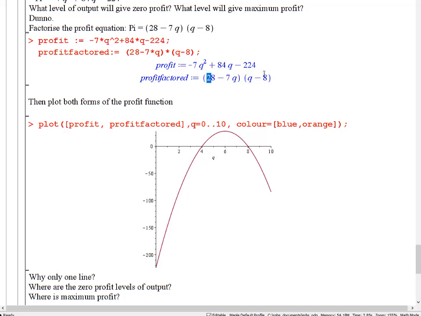So from this form, it's easy to tell the zeros, and then from the zeros I can get the maximum in the middle. But from this form here, it's very hard to look at this and say where is the 0 and where is the maximum. So that's one quick advantage of knowing this form.